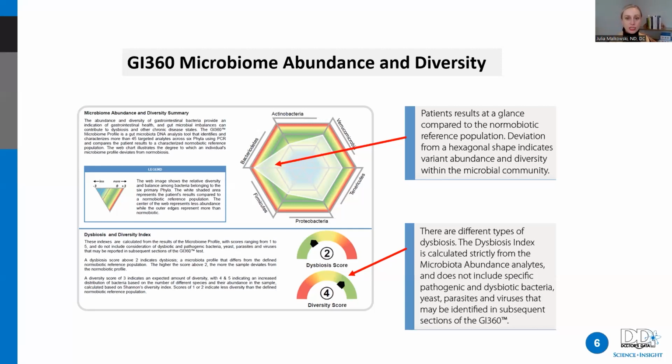For diversity, the inverse is true. You want a healthy, diverse microbiome. The microbiome is not unlike any other ecological system in that diversity is a marker of health. And so you want the healthy microbiome of 4 or 5, and then a lower score would be 3, 2, and 1 would be the worst diversity score.